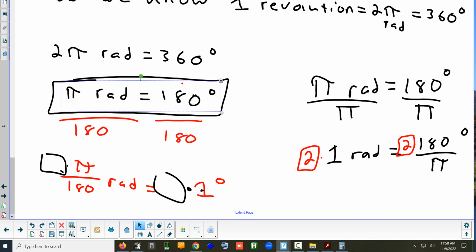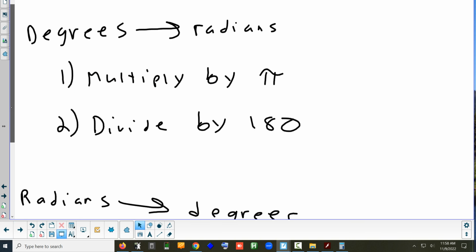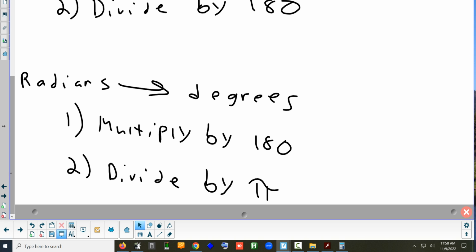Degrees, think 180. Degree symbol, think 180. Pi, radians. So when you see radians, think pi. Pi goes with radians. 180 goes with degrees. If you remember that, it'll take care of remembering all of that for you. So think degrees, think 180. Radians, think pi.